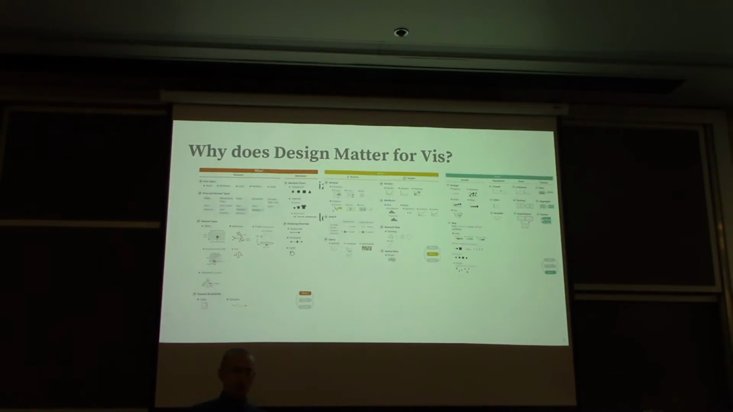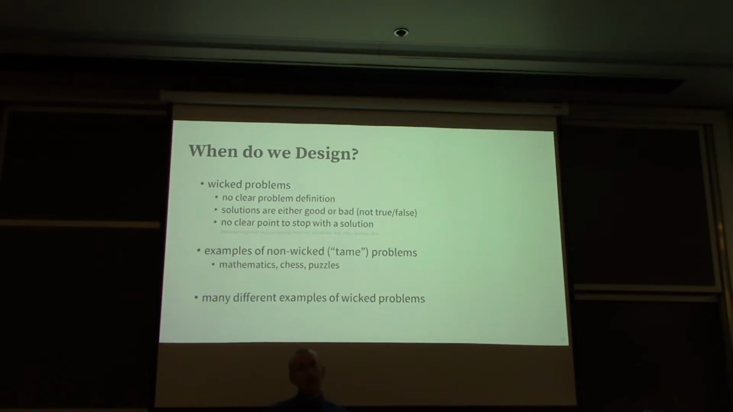And so when should we design? And that's when we get to this idea of what's called wicked problems. Wicked problems are something that has no clear problem definition, where the solutions are either good or bad, not just true or false, but you can say something is good or bad. And there's no clear point to figure out where you should stop with your solution. You could keep incrementing and making it better and better if you wish.